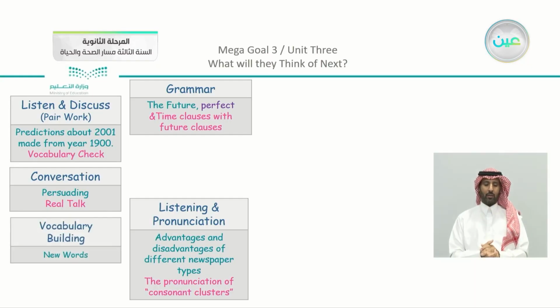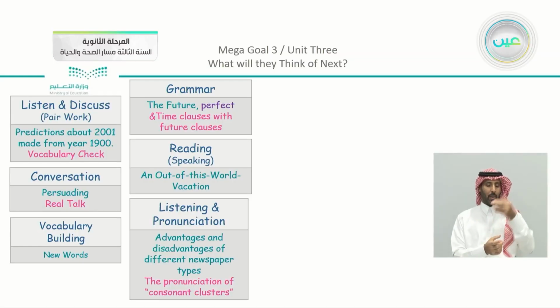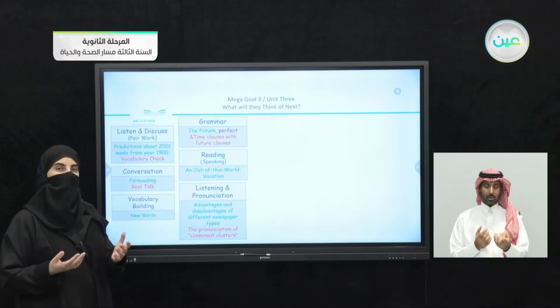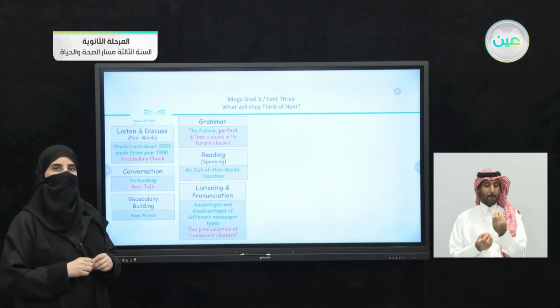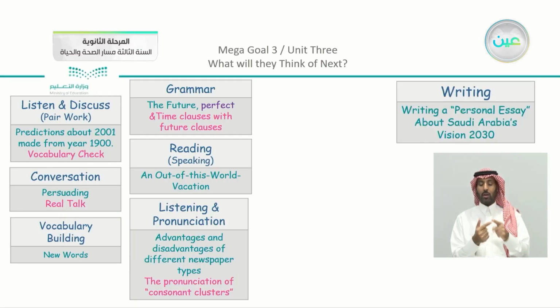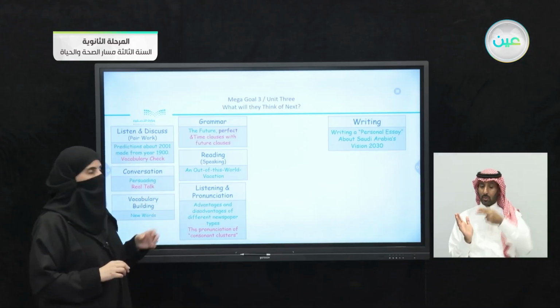Also, we have the vocabulary building. Of course, we studied new words. And these new words, we saw them also in the reading, which was followed by the speaking. Now, the reading was an amazing, out of this world topic, talking about an out of this world vacation, which was related to tourism, but in space. Also, to remind you that we had the writing, of course, we wrote personal essays about the Saudi Vision 2030.